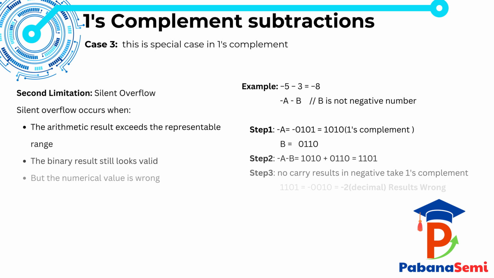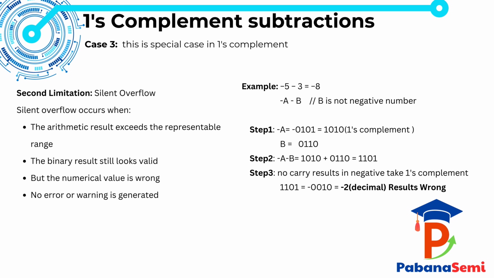Silent overflow occurs when the arithmetic result exceeds the representable range. The binary result still looks valid, but the numerical value is wrong. No error or warning is generated.